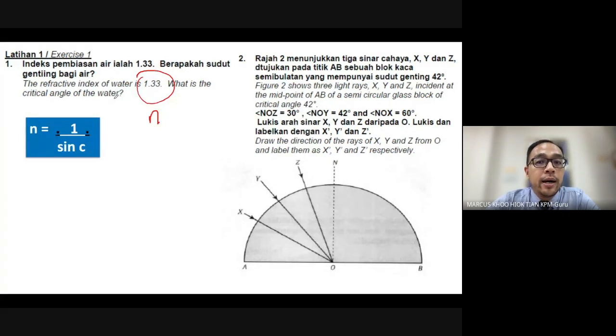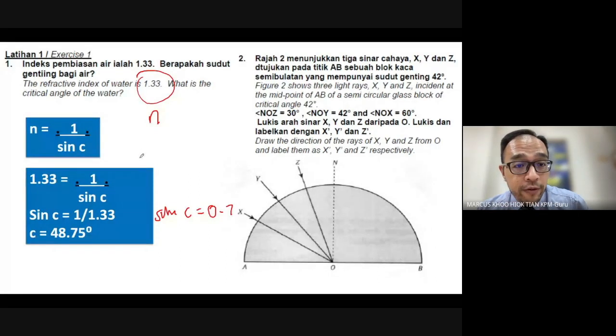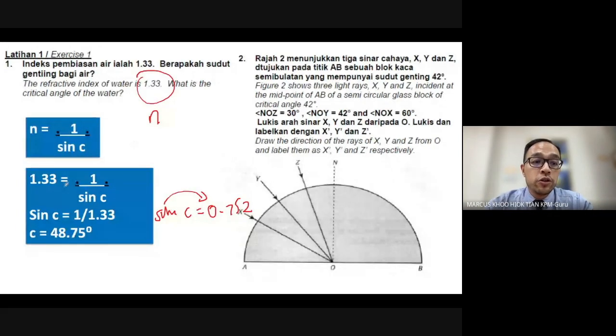Give it a shot. Substitute 1.33 for n over here. Can you calculate sine C? You need to shift sine. If you substituted correctly, bring the 1.33 down, 1 over 1.33, this will give you how much? Sine C equals 1 over 1.33, which is about 0.752. Then you shift sine, 0.752, and you should get around this figure, 48.75. Quite an easy formula to use, so don't worry about this.